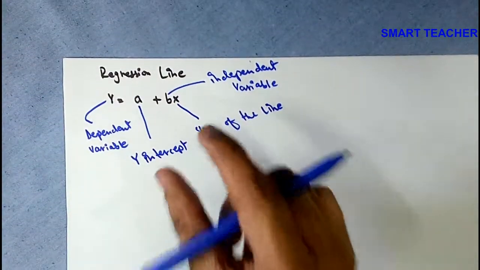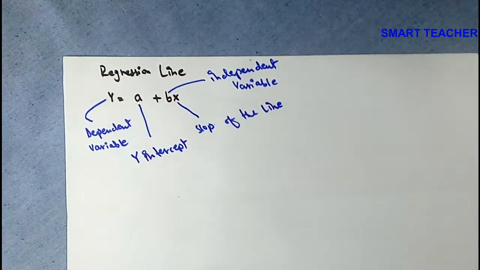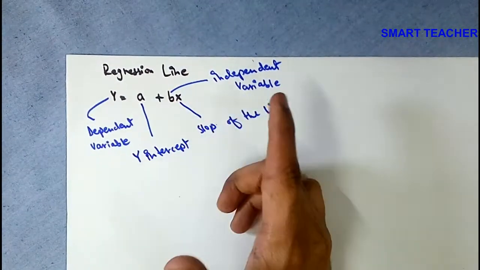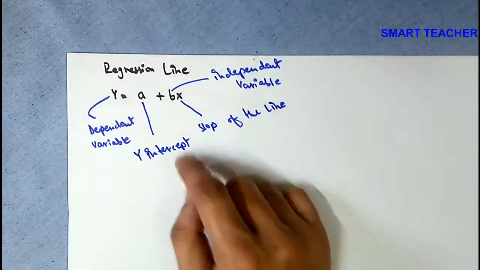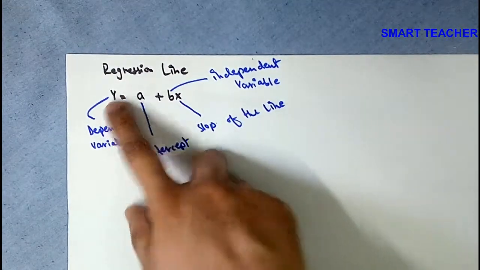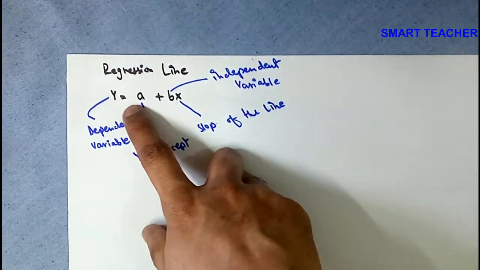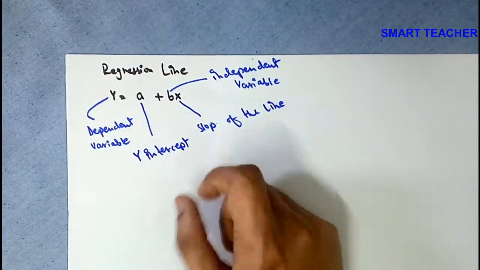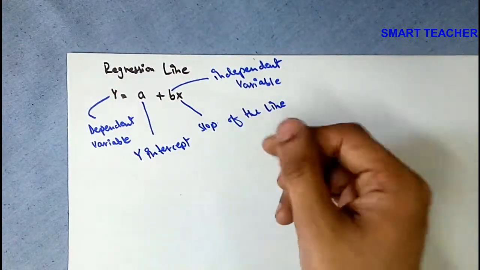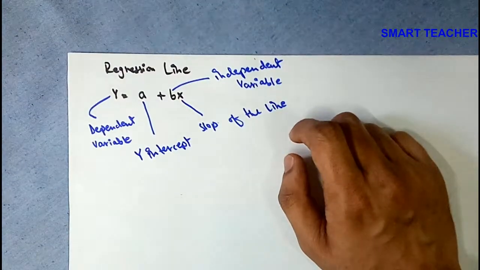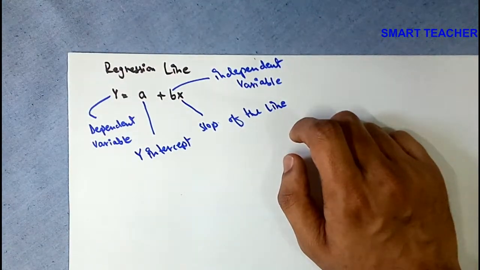I'll tell you a little bit about this formula. By using this equation, we can take a given value of x and compute the value of y. The a is called the y-intercept because its value is the point at which the regression line crosses the y-axis, that is the vertical axis.